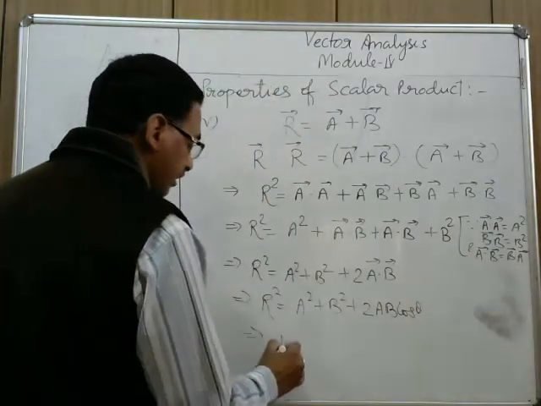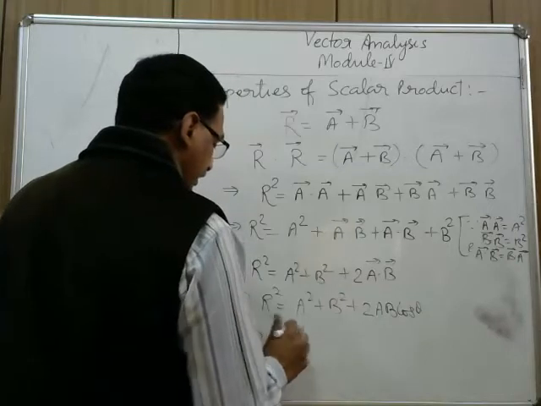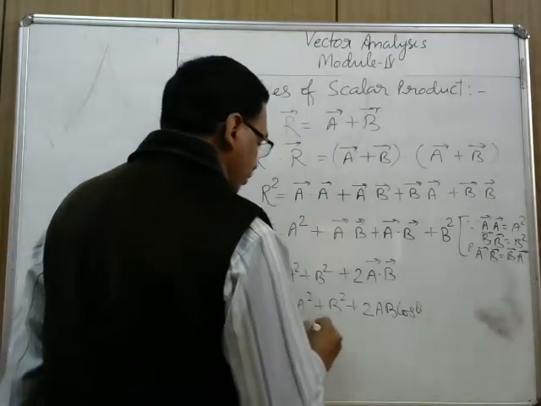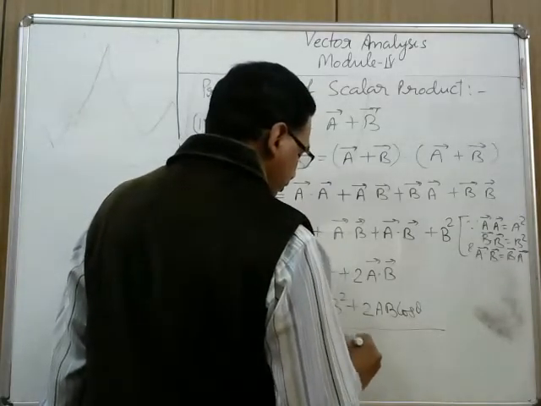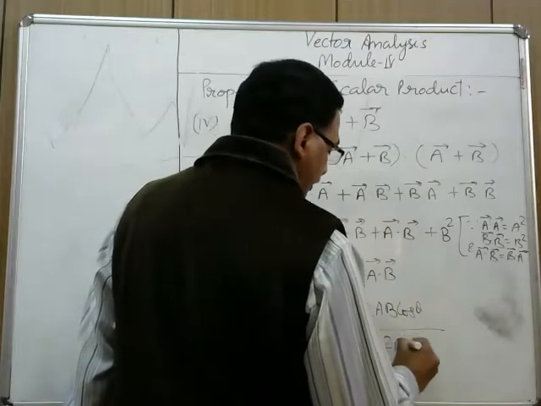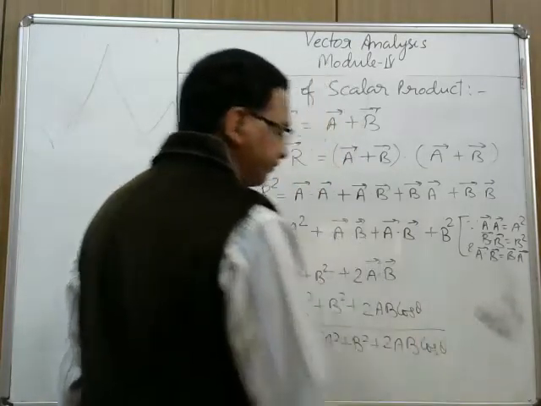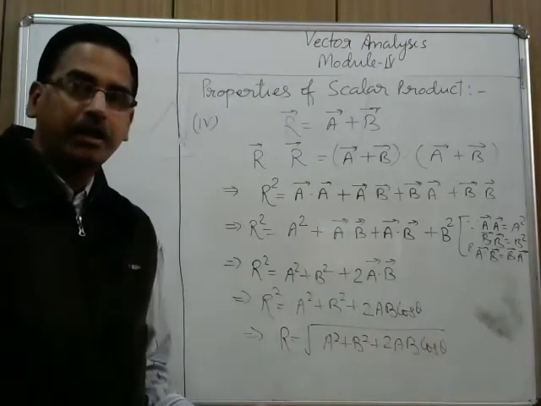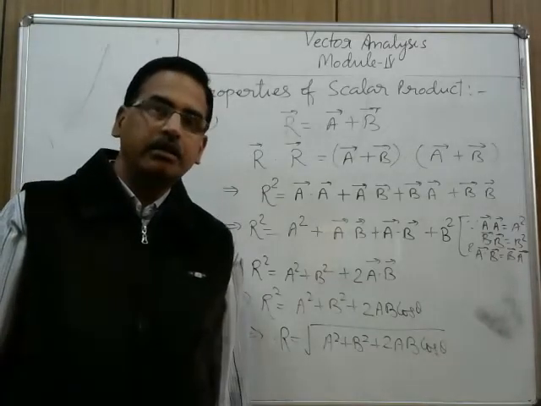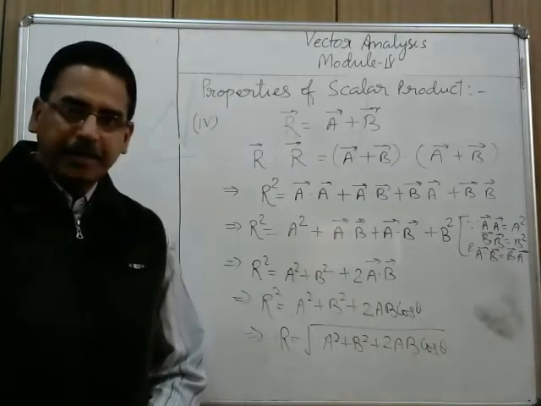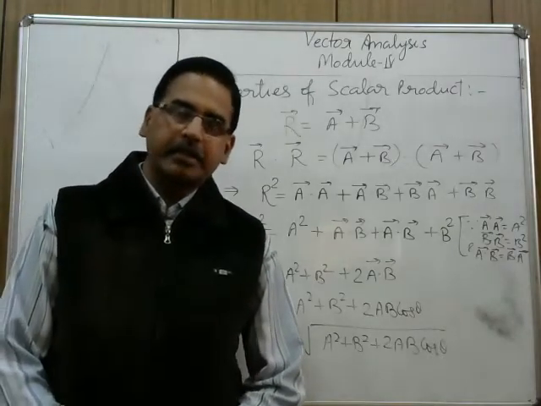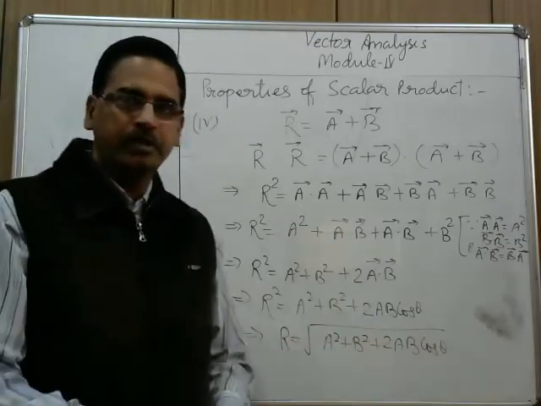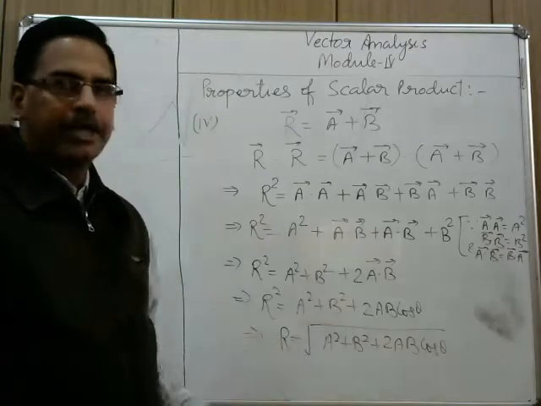So this is the value of resultant vector R: under root A square plus B square plus 2AB cos theta. Now if you recall, this is the same formula which we had derived in vector addition by the triangle method as well as by the parallelogram method. So there also we were getting the same formula. So this is another proof of this formula by scalar product.